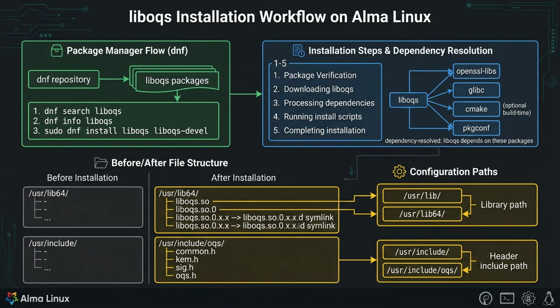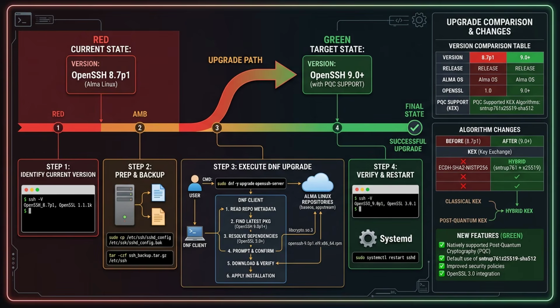Installation is straightforward on Alma. One command, dependencies resolved automatically. That is all you need. Next is upgrading OpenSSH itself.